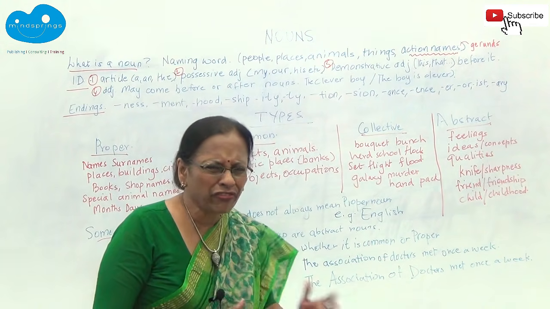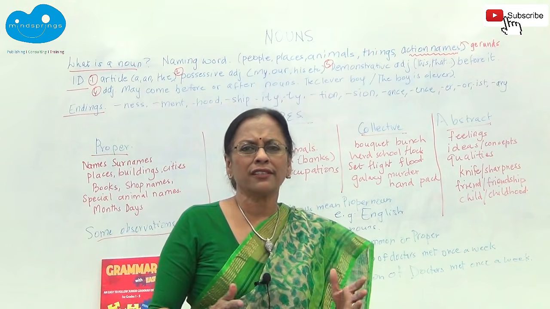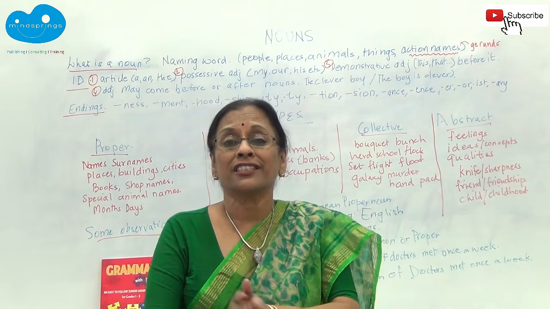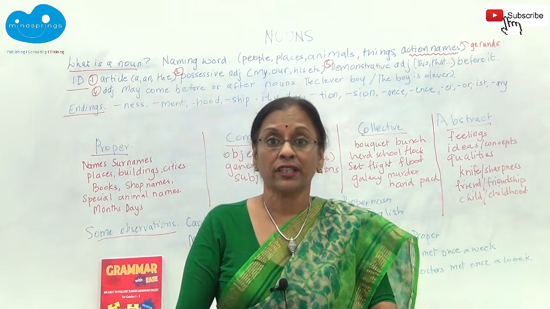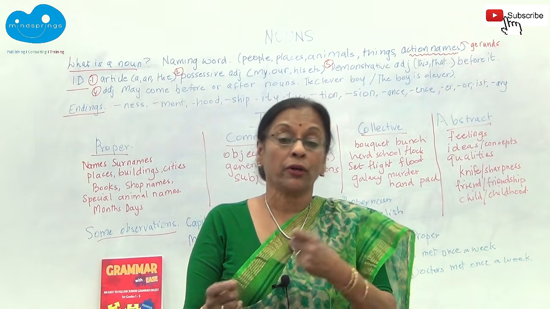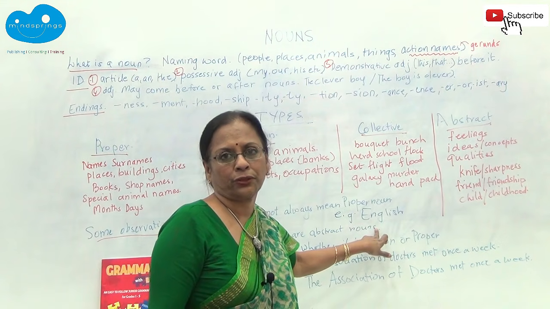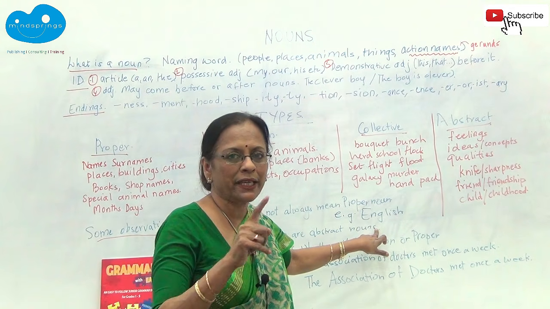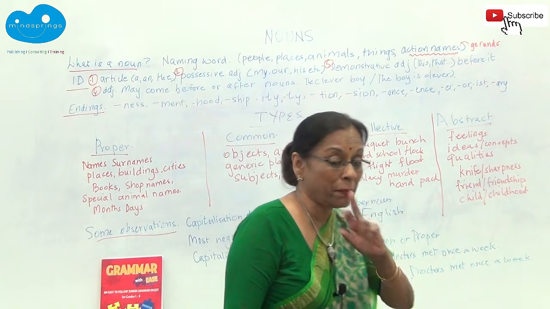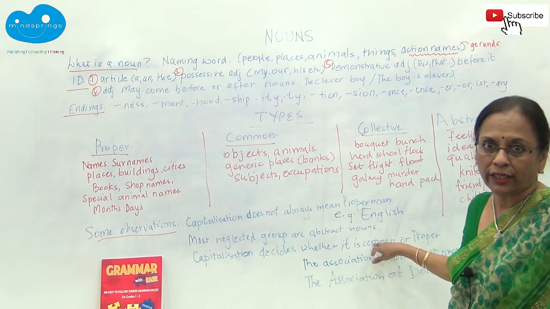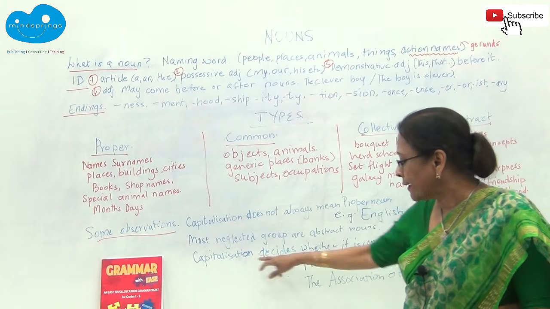There are people who differ, grammarians who fight on all this. So I would always tell people, do not sweat the small stuff. Even if you got it a little wrong about whether it's proper or common, don't worry about it. Just capitalize your English. Don't make the mistake of making it small. That's the main thing to remember. The other one is, most neglected group is abstract nouns. I just told you about that.